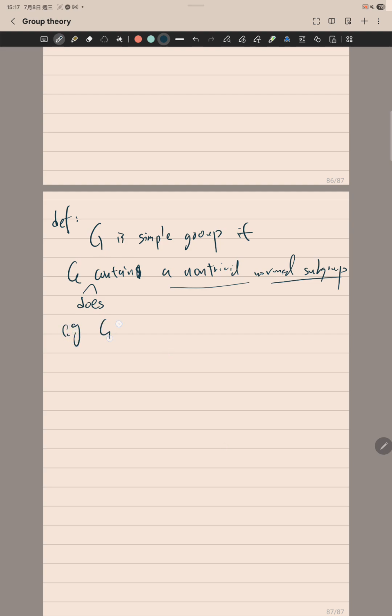So the example we have talked about is Z mod PZ, right? We proved that since P is prime, there is no non-trivial subgroup.